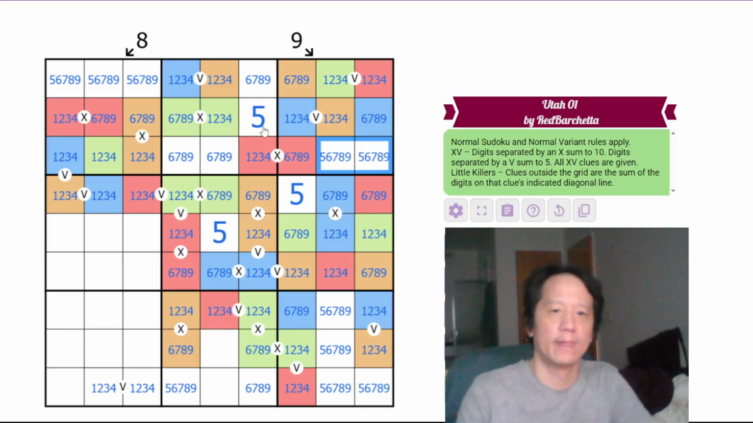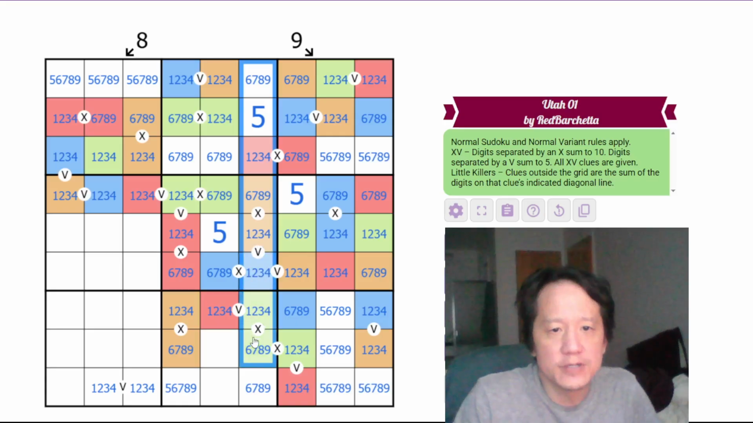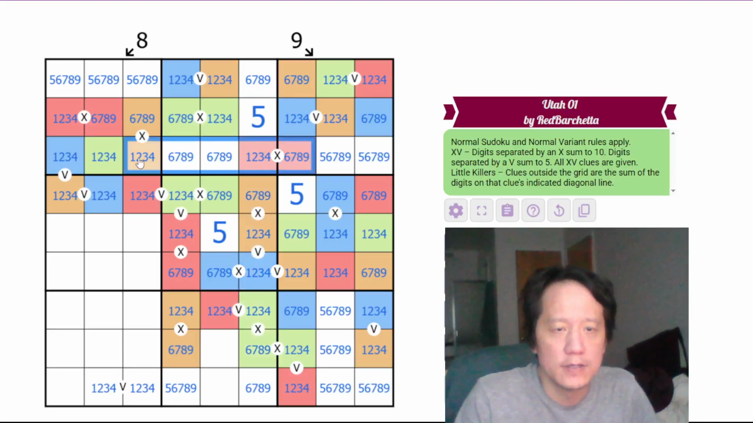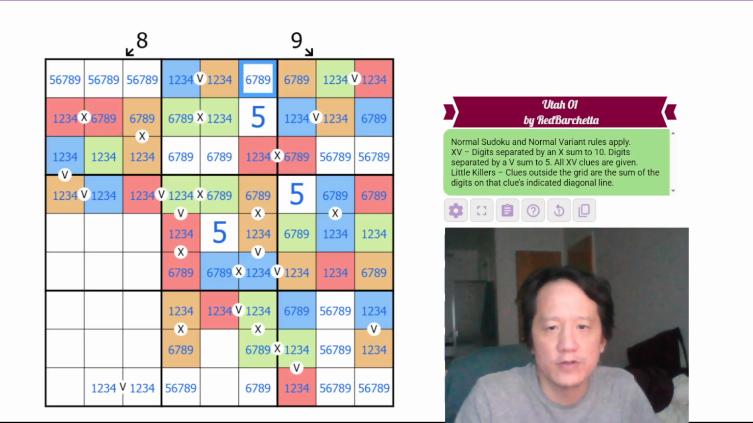What are we missing in column 6? We are missing high red. Okay, and high red is here and here, so can't be here, can't be here. Therefore, this is high red. And we're missing high blue. So this must be the high blue here.